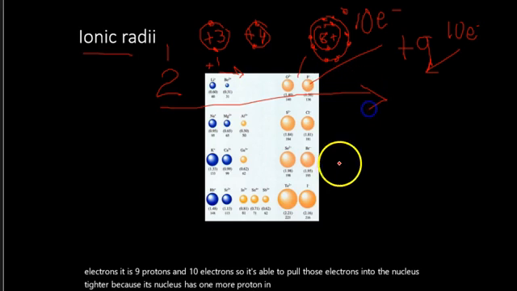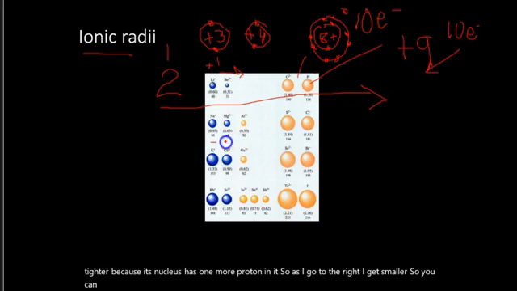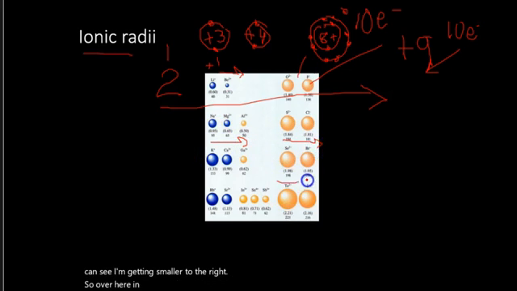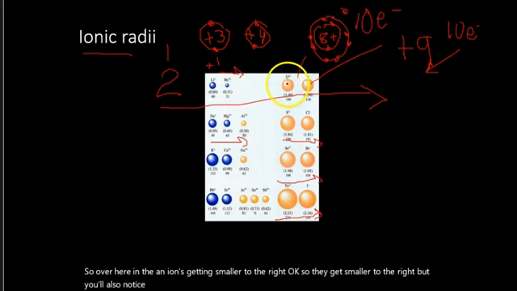So as I go to the right, I get smaller. You can see I'm getting smaller to the right. I'm also over here in the anions getting smaller to the right. But you'll also notice these are the same periods. The girls are fatter than the boys.